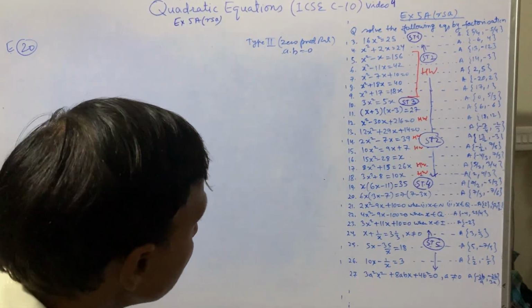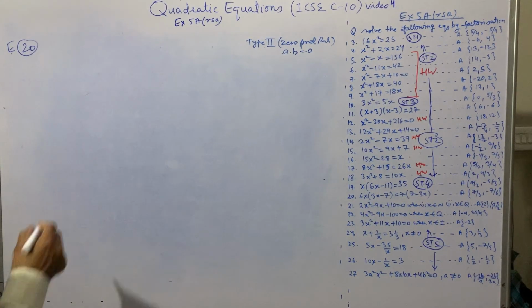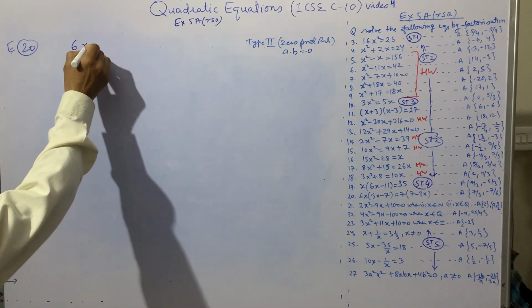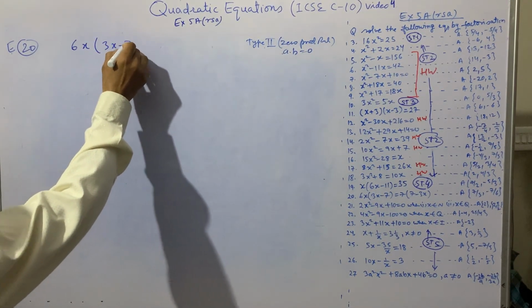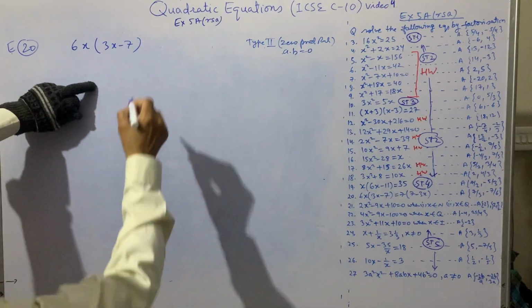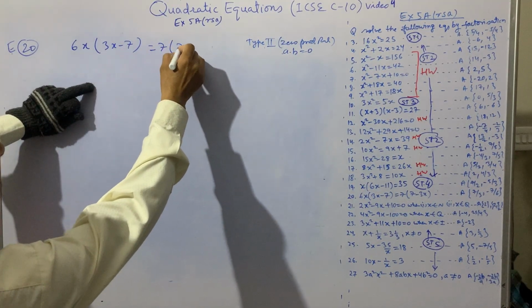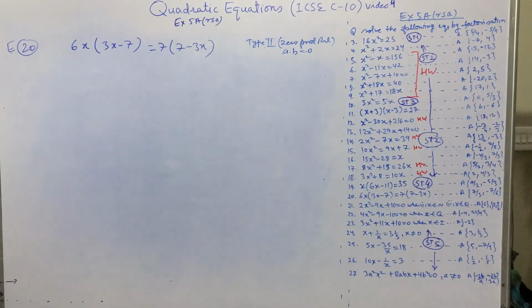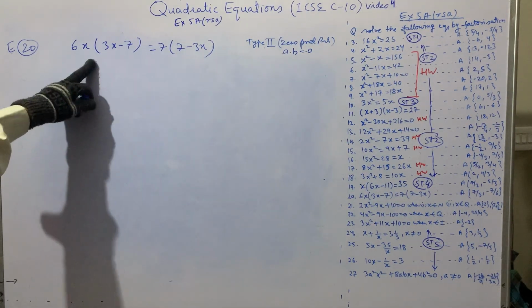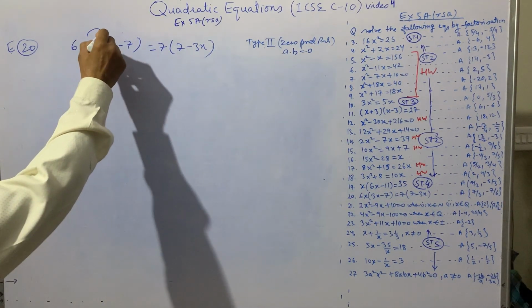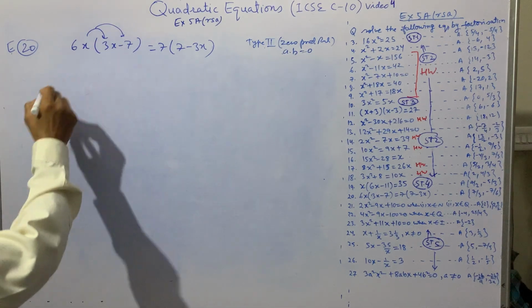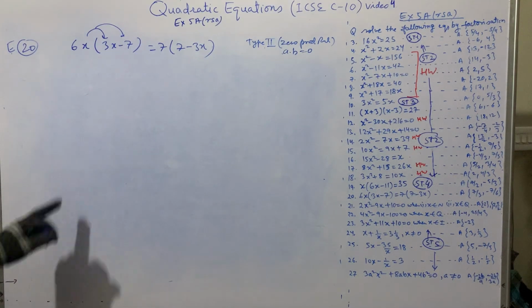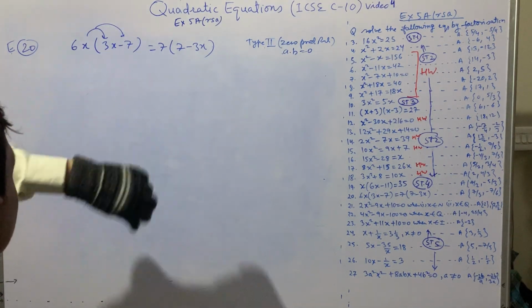So coming on to this 20th. It says, given 6x(3x minus 7) is equal to 7 minus 3x. So how are we able to do these questions? First of all, we will multiply it, open the bracket, this and then this. Because at present it is not in a quadratic form, it's a product of two linear ones.